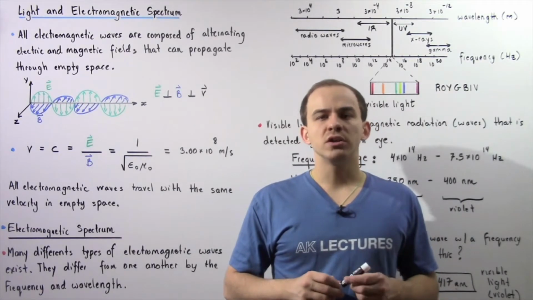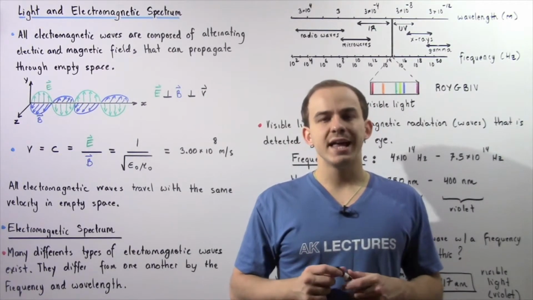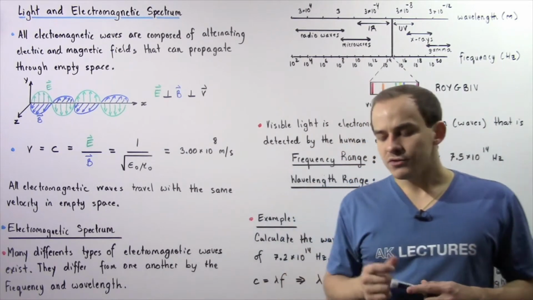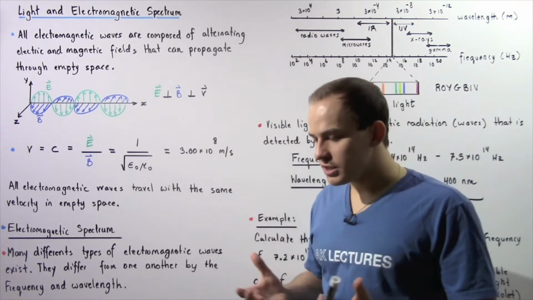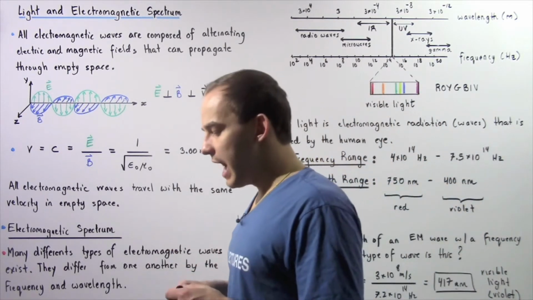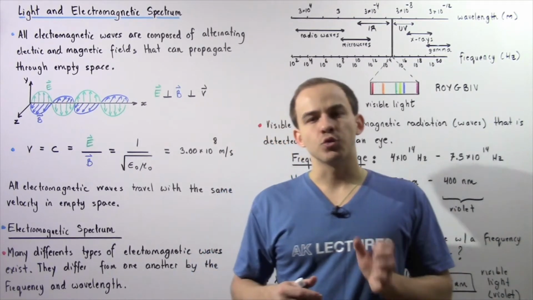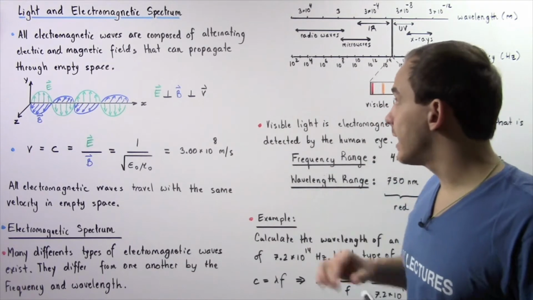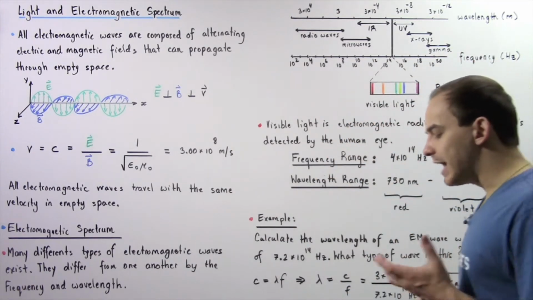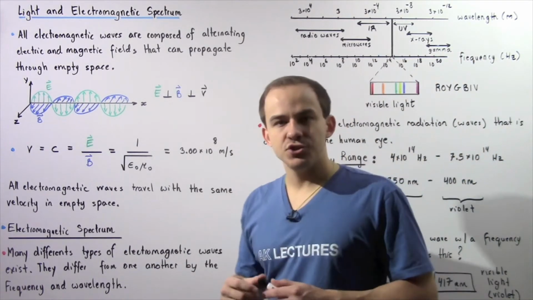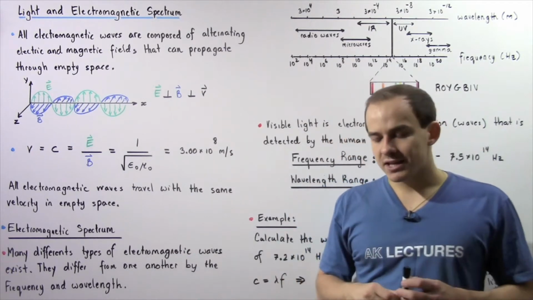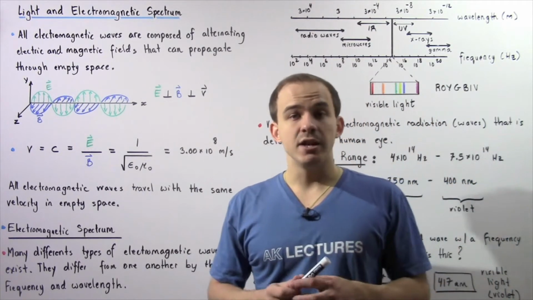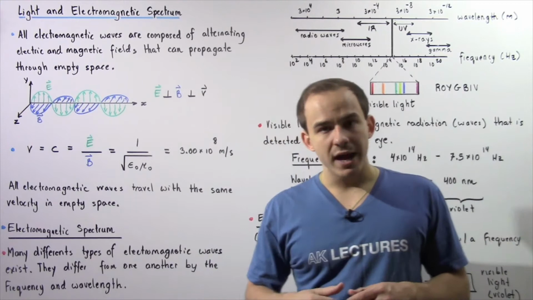In this lecture, we're going to discuss the electromagnetic spectrum. Now, the electromagnetic spectrum essentially describes all the different types of electromagnetic radiation. Before we examine the electromagnetic spectrum, let's define what electromagnetic radiation is. Electromagnetic radiation is essentially another word for electromagnetic waves.